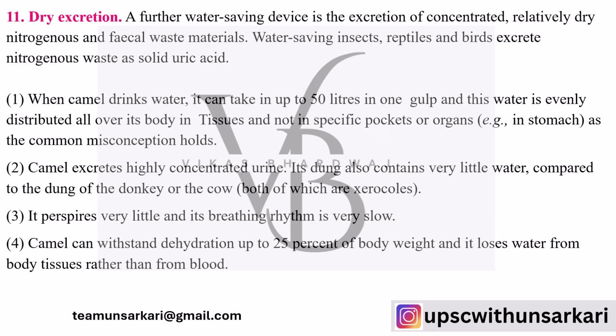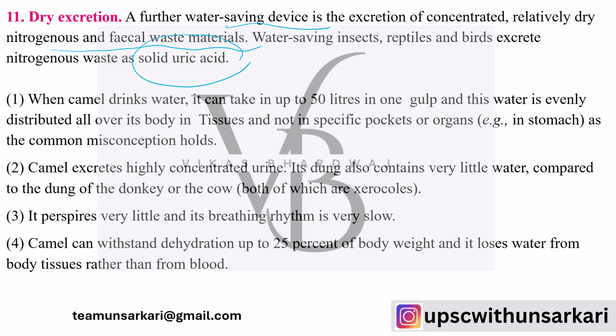Dry excretion, as I just said, is another example of water saving. It is a water-saving device because relatively dry nitrogenous and fecal waste material is produced. Water-saving insects, reptiles and birds excrete nitrogenous waste as solid uric acid.